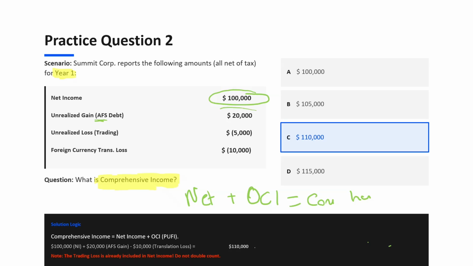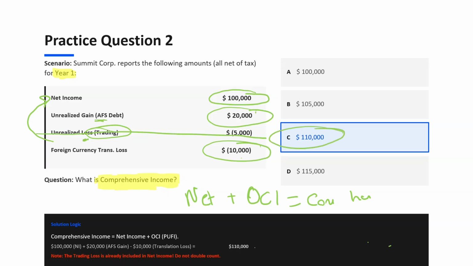That goes to AOCI. Unrealized loss, but here the key word is trading. Remember, if it's a trading security, it goes to net income. So it does not go here. It's already included in the net income. And foreign currency translation loss also goes to other comprehensive income. So 100, 120 minus 10, 110. The answer is C.